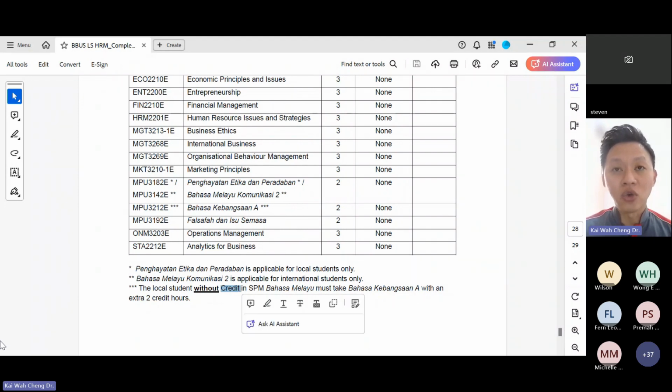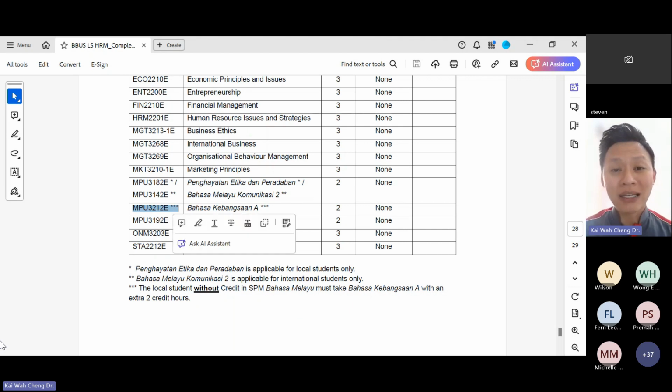Credit here refers to C grade and above. If you are in the new system, you should achieve C grade and above. If you are in the old system, that means you should achieve at least C5 or C6 for your SPM Bahasa Melayu. But if you are not from SMK or SMJK, that means you came from international school, you have IGCSE, O level or A level, or you come from private school and only have UEC, that means you have to take MPU 3212E Bahasa Kebangsaan A.